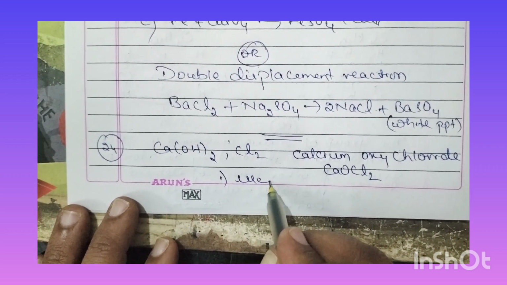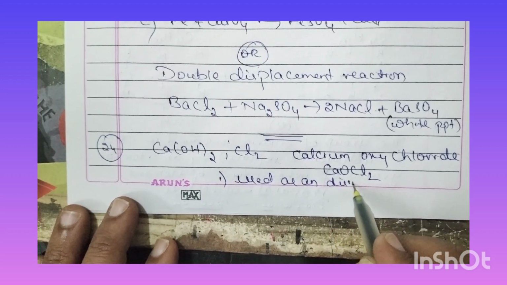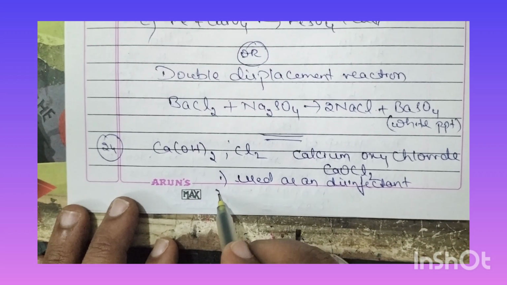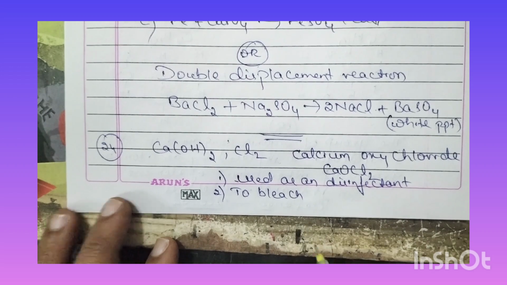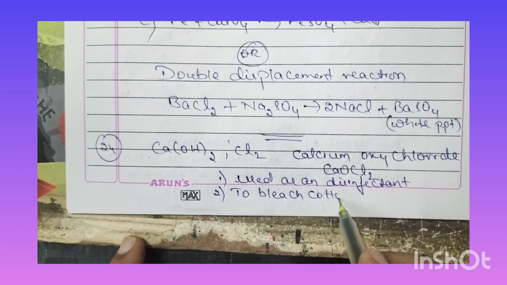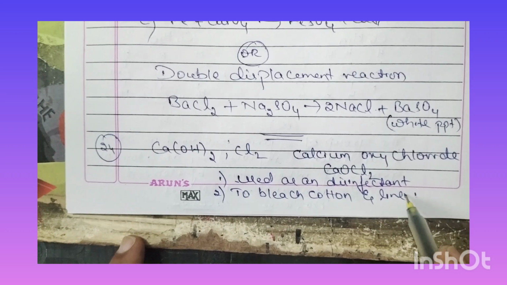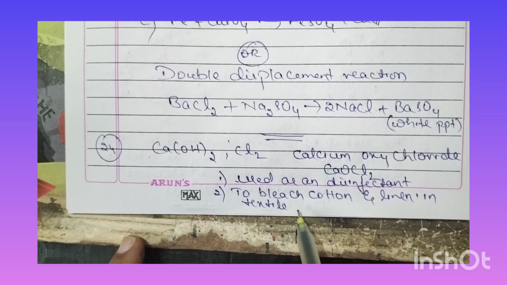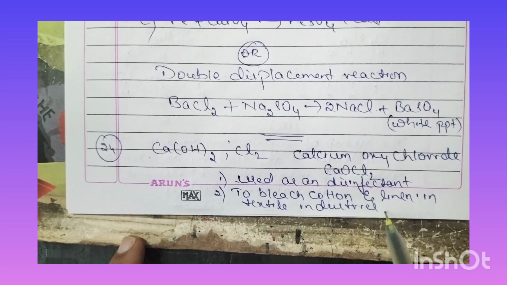Then uses: it is used as a disinfectant. And the second one, to bleach cotton and linen in textile industries. So this is for the 24th question.